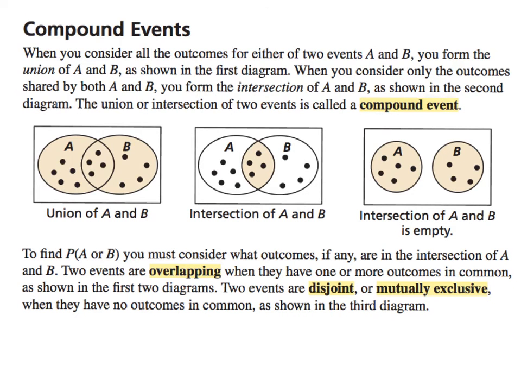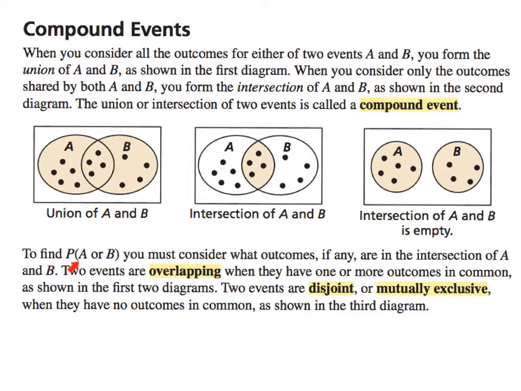So if we're looking at compound events, here we go. When you consider all of the outcomes for either of two events A and B, so we have two different events, you form the union of A and B, as shown in the first diagram. When you consider only the outcome shared by both A and B, then you're only looking at the intersection of A and B, which is what they have in common, as shown in the second diagram. So these two, the union or intersection of two events, is called a compound event.